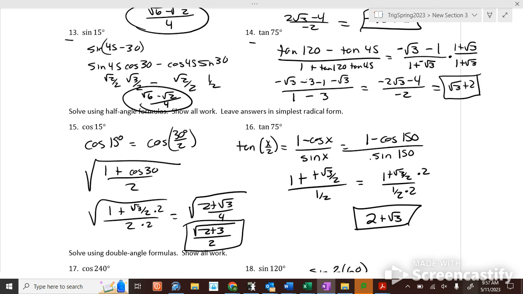The tangent of 45 is 1. So that you get 1 plus a negative square root of 3 here. So it's 1 minus square root of 3. So you multiply top and bottom by 1 plus square root of 3. So if you do the FOILing, you get negative square root of 3 minus 1 minus square root of 3 in the numerator, 1 minus 3 in the denominator. So it's negative 2 square root of 3 minus 4 all over negative 2. So it's square root of 3 plus 2.